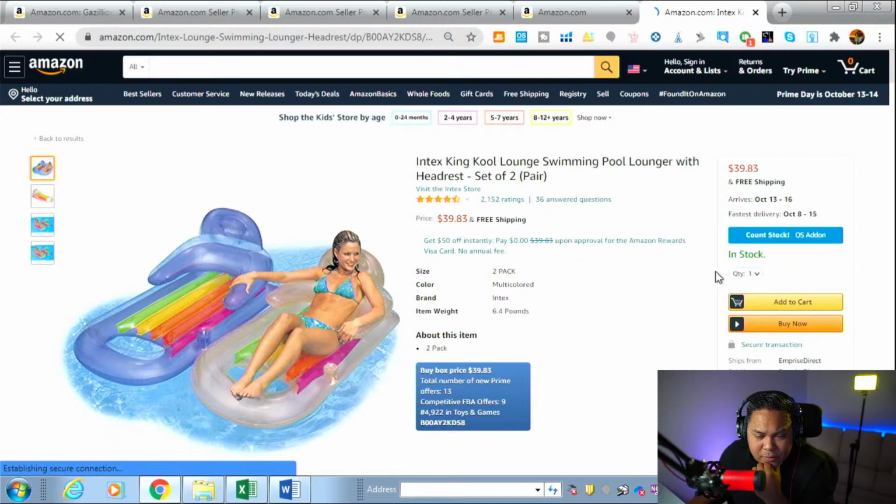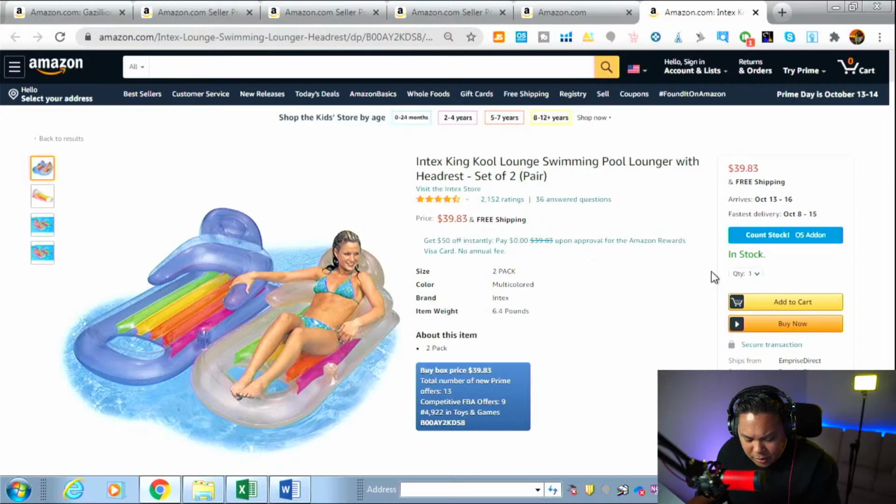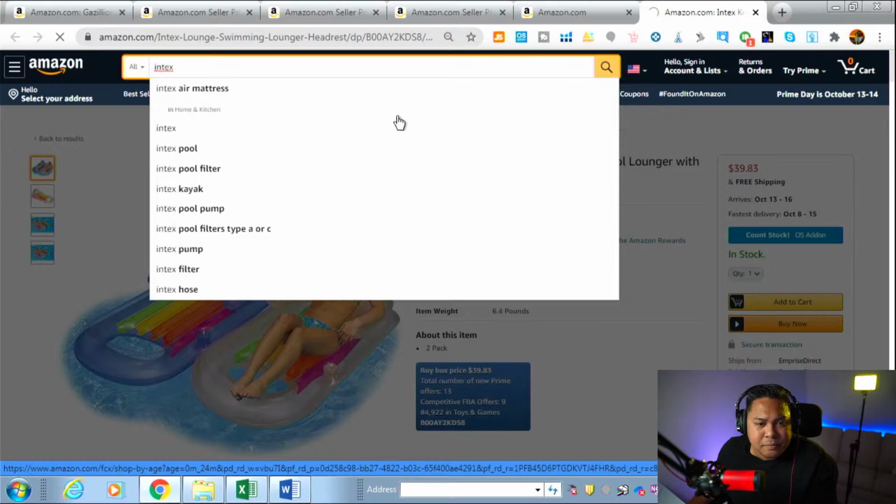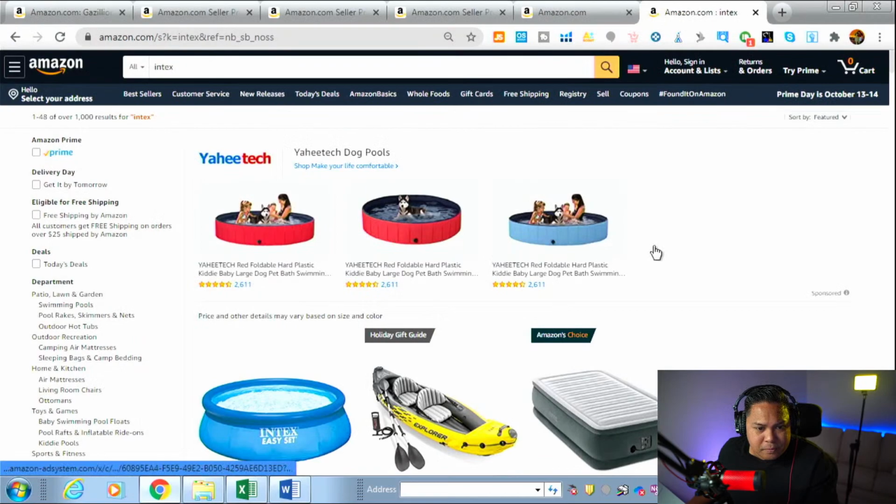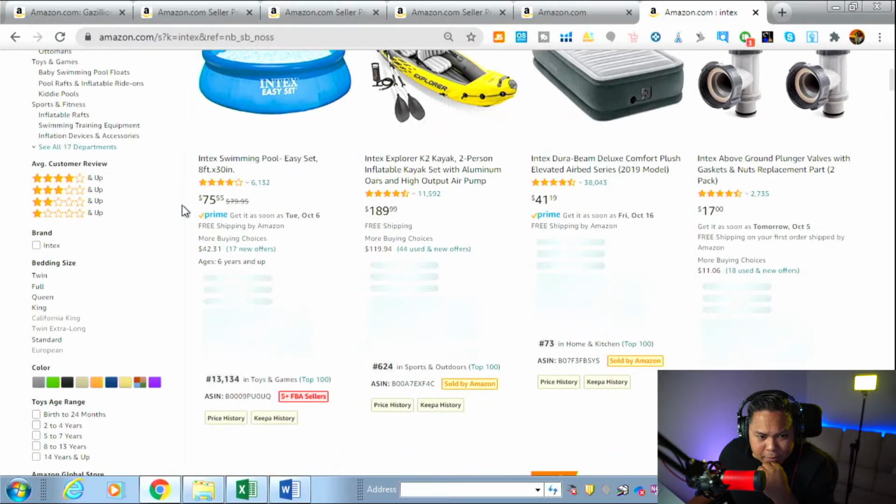So Intex, I know this is a popular brand. Let's take a look at them. See if they're all sold by Amazon. Make sure I don't already have this. Nope. So we're searching by brand name right now, looking for fast moving products that's not sold by Amazon. See, this one's good. 13,000, 5 FBA sellers. Let's take a look at this.